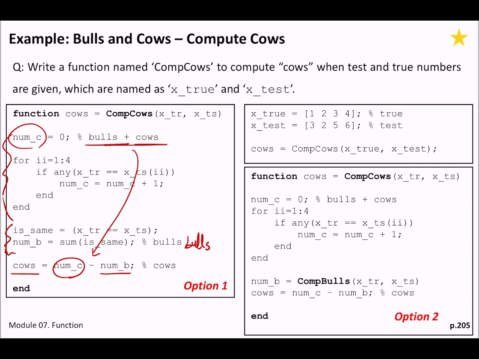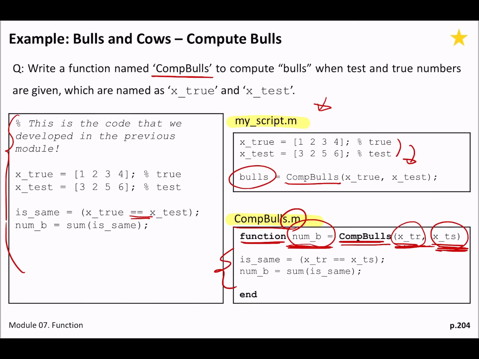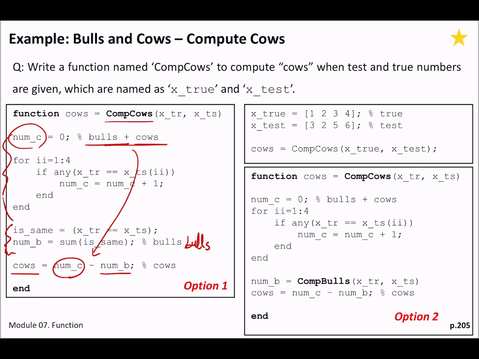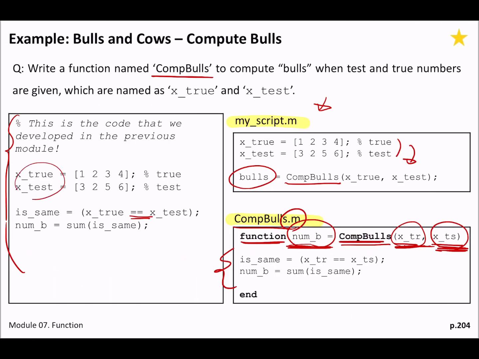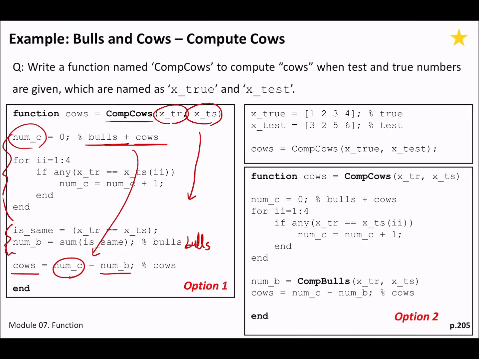Okay, makes sense. So basically, the way of making this function is very similar to compute bool. You can develop your script using the two inputs. The only difference is that we are not assigning the input values when defining the function. So you make this script, and finally you can get the cow. If you're still confused with this code, please take a look at the slide in the previous module.